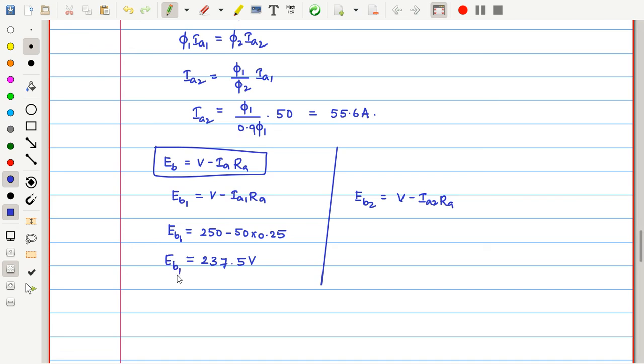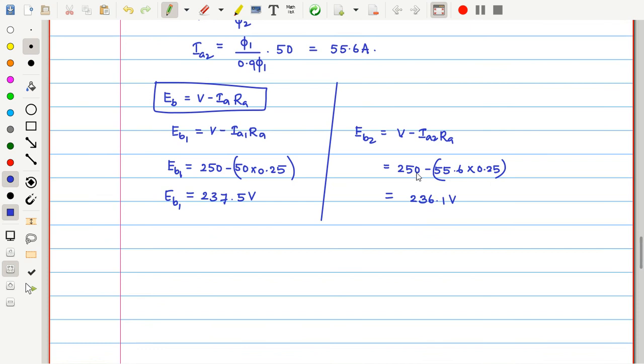So why are we calculating this EB1? We will see in the next step. So what about EB2? Let us calculate 250 minus IA2, which is 55.6, into RA, which is 0.25. So how much is this? This one gives us 236.1 volts. So there is a small reduction in the back EMF here.